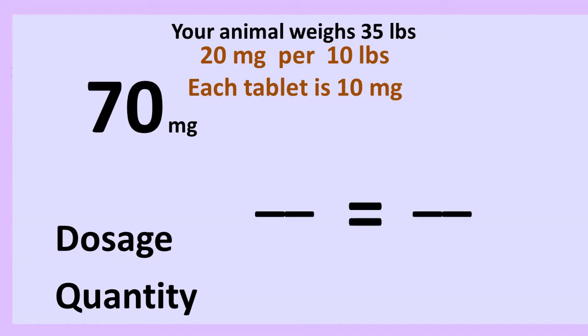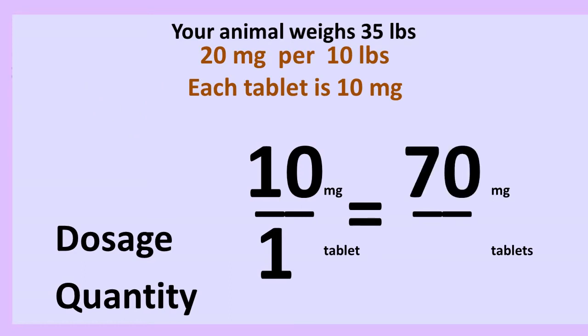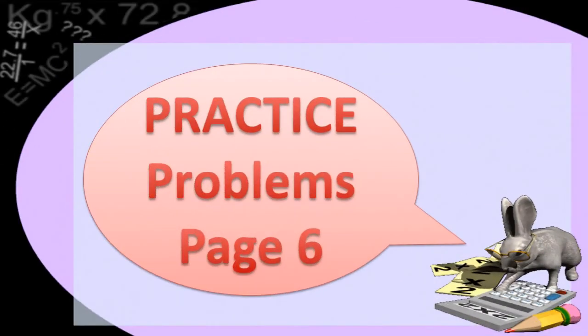Again, set up the problem and label it. We know there are 10 milligrams per tablet. From our last calculation, we know we need 70 milligrams. So we put that there. We need to discover how many tablets that is. How many do we need? 7 again is correct. You can pause the video and do the practice problems on page 6. Then let's continue.